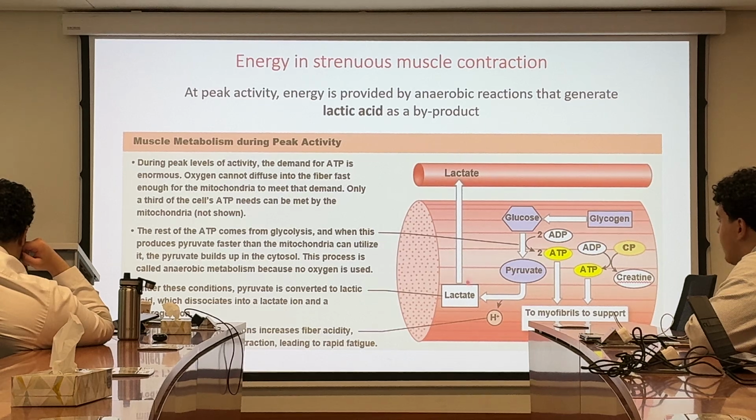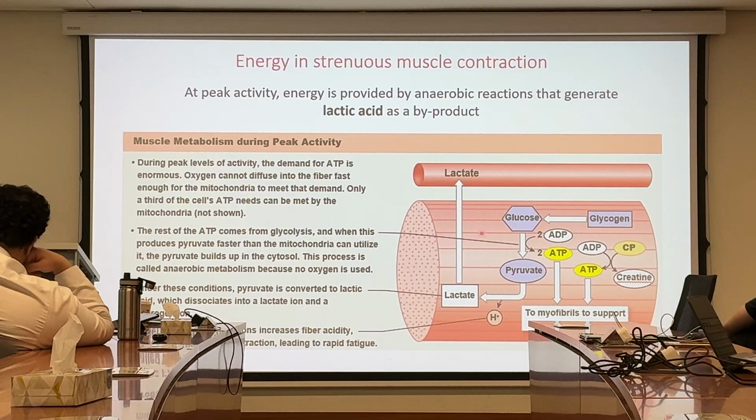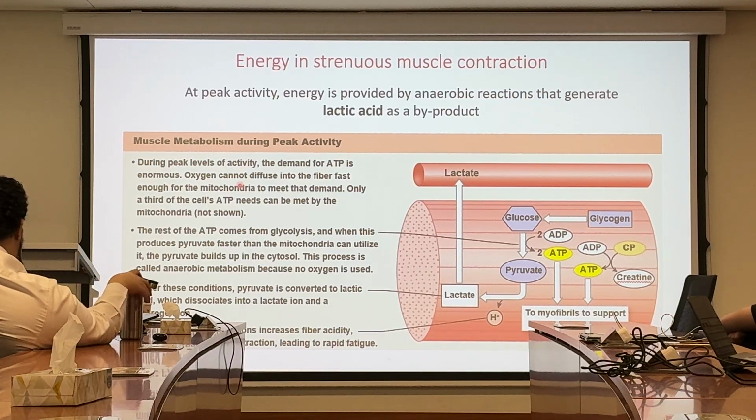So where's the mitochondria in this particular example? The only reason it's not shown, yes, it's generating some energy, is because under peak activity, the oxygen supply is less, and therefore that source of energy is only available for as long as the oxygen is available, oxidative phosphorylation. So, during peak activity, the demand for ATP is very, very great.